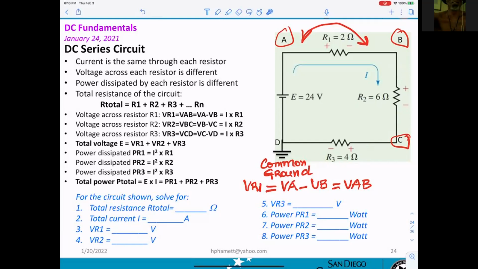You understand that to calculate the voltage, V equals R times I. You get the I the same, however R is different, so that's telling you the voltage is different. Power dissipated by each resistor also is different.